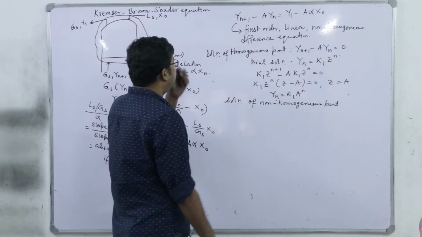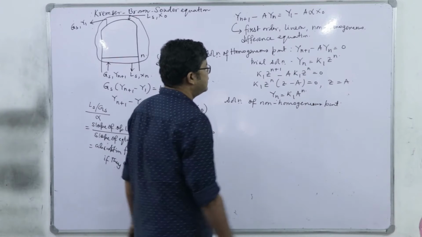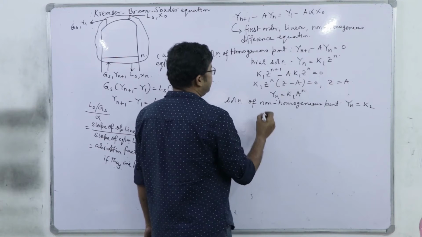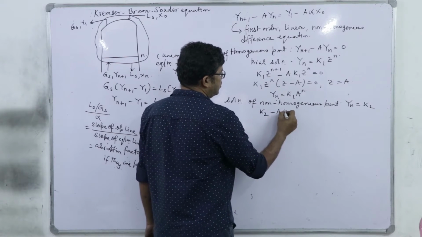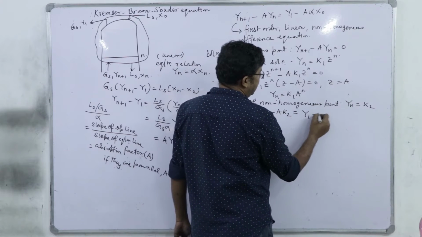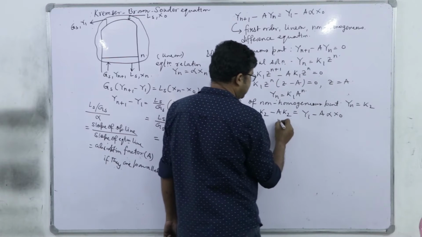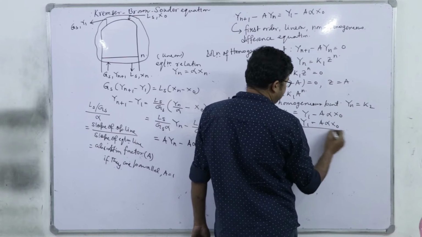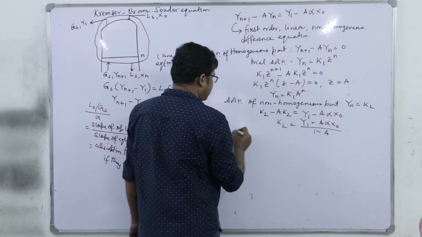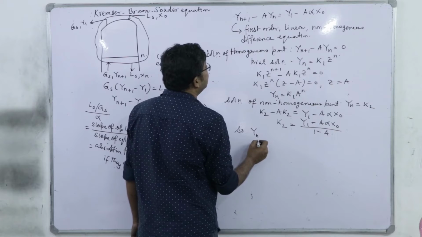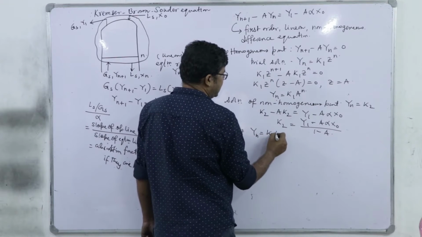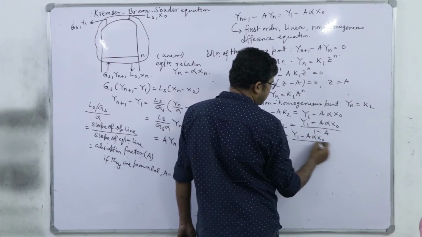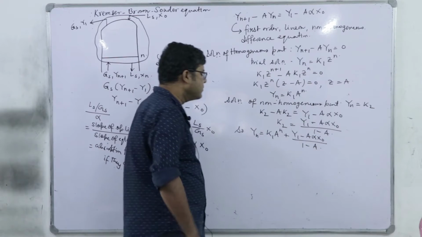Here you see that the solution is a constant, because the right hand side itself is constant. Let it be k2. So, k2 minus A k2 is equal to y1 minus A alpha x naught. So, k2 equal to y1 minus A alpha x naught divided by 1 minus A. So, overall solution yn is equal to k1 into A to the power n plus y1 minus A alpha x naught divided by 1 minus A.